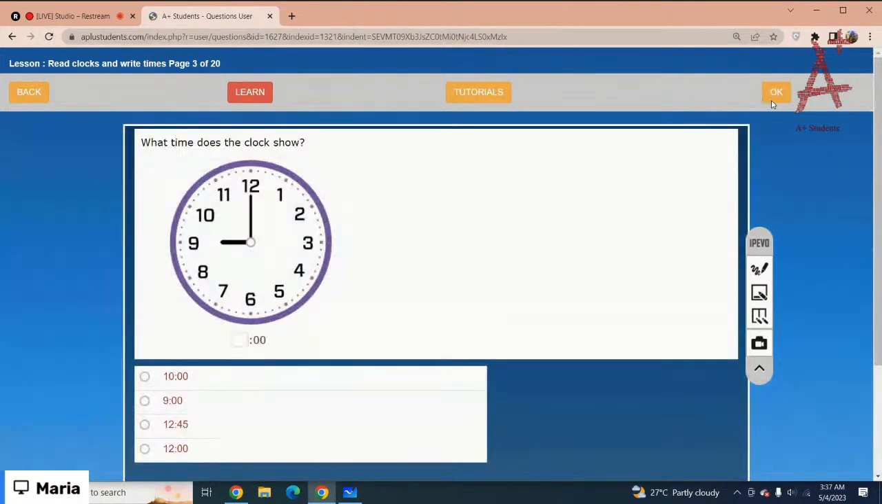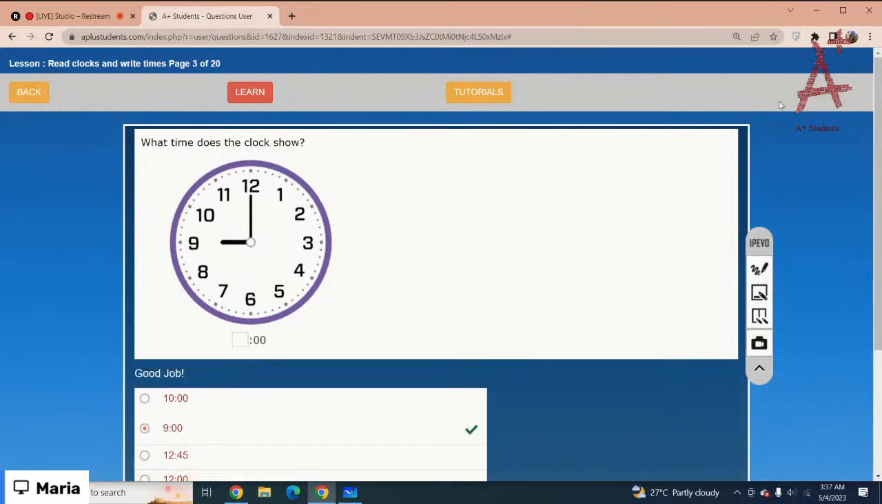What time does the clock show? Which is the correct option? It would be 9 o'clock. The correct option is 9 o'clock.